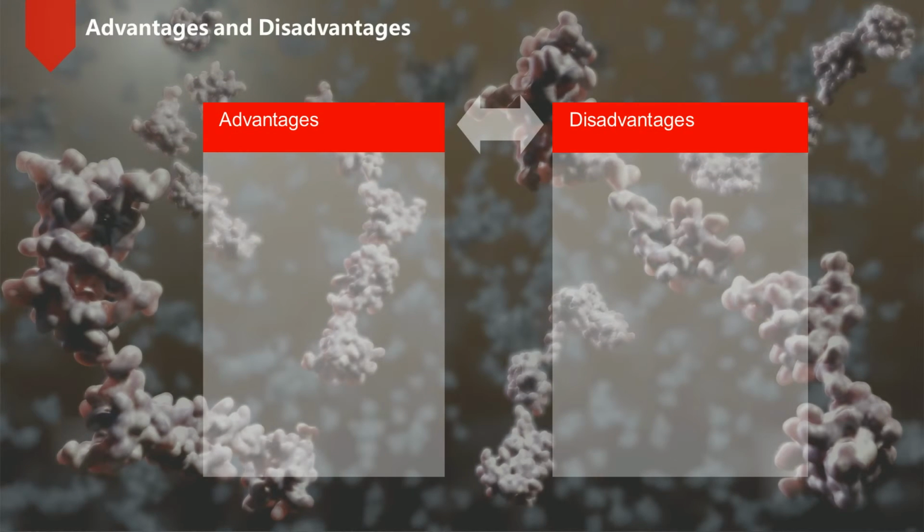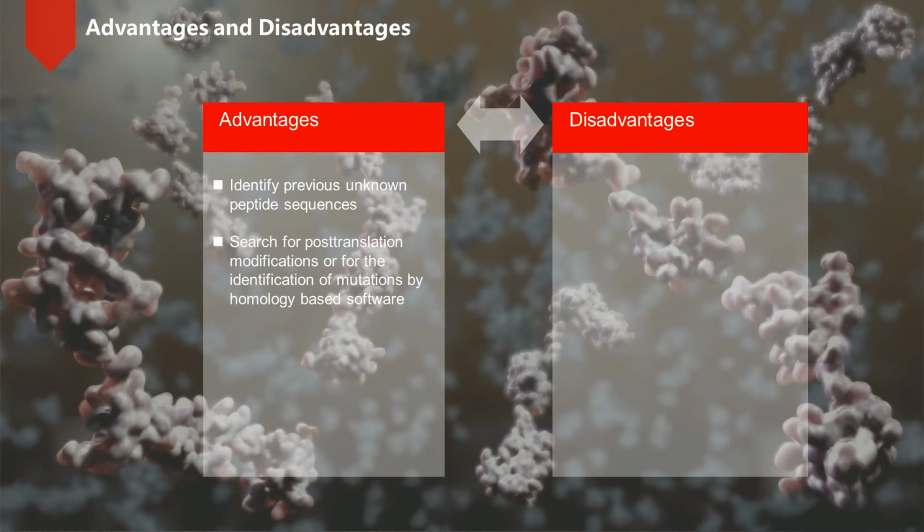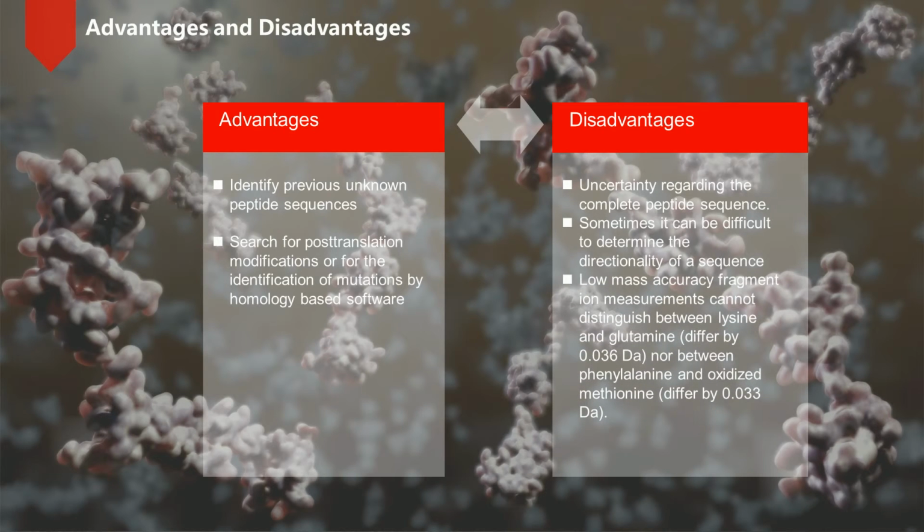De novo sequencing can identify previously unknown peptide sequences. In addition, it can search for post-translational modifications or for identifications of mutations by homology-based software. However, de novo sequencing will not be able to derive a complete sequence or will have uncertainty in a portion of the derived sequence. And sometimes it can be difficult to determine the directionality of a sequence. Low-mass accuracy fragment ion measurements cannot distinguish between lysine and glutamine nor between phenylalanine and oxidized methionine.